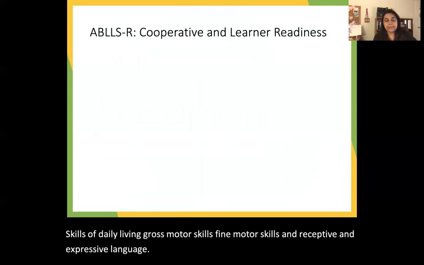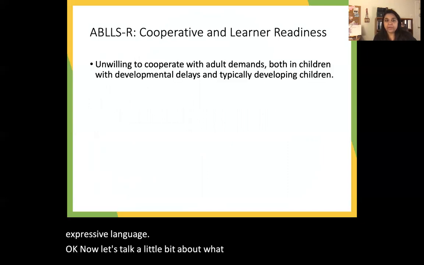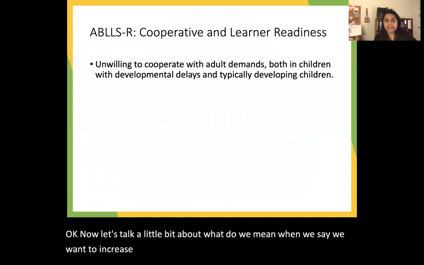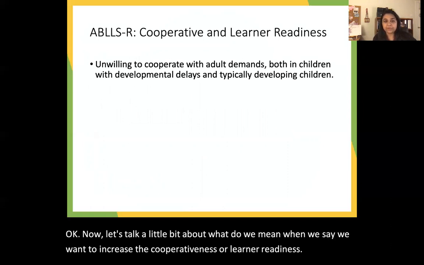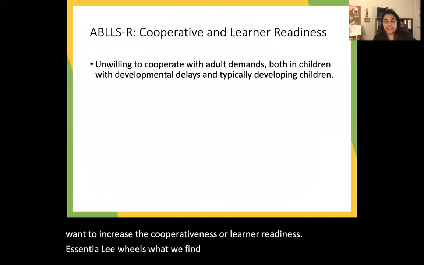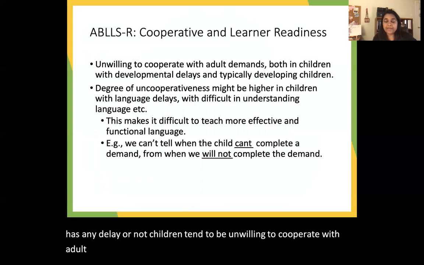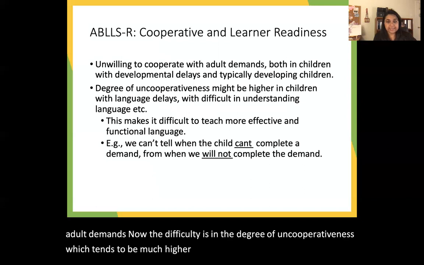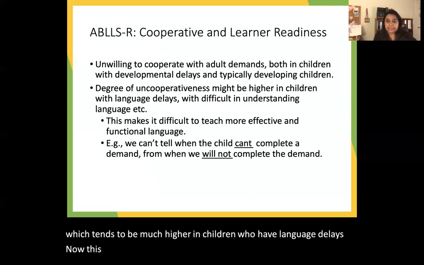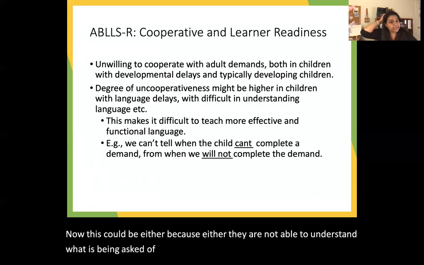Okay, now let's talk a little bit about what we mean when we say we want to increase cooperativeness or learner readiness. Essentially, what we find is that in general, whether a child has any delay or not, children tend to be unwilling to cooperate with adult demands. Now, the difficulty is in the degree of uncooperativeness, which tends to be much higher in children who have language delays. This could be because they are not able to understand what is being asked of them, so it makes it difficult for them to follow along.